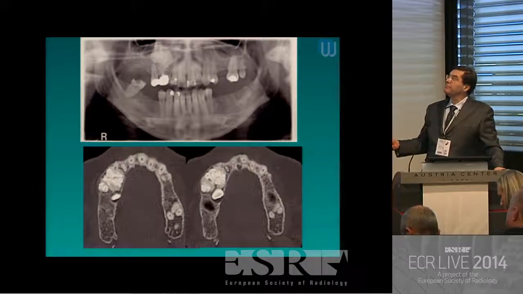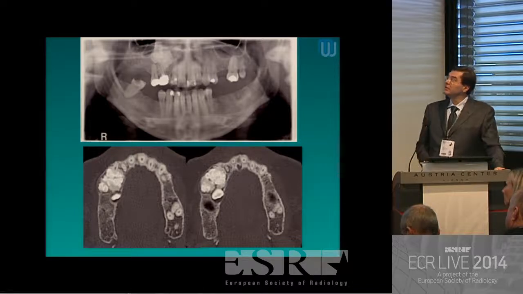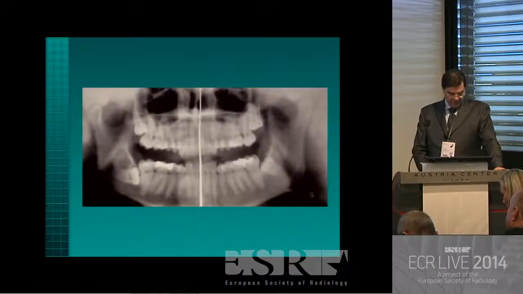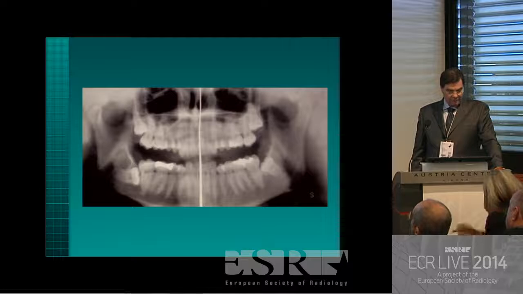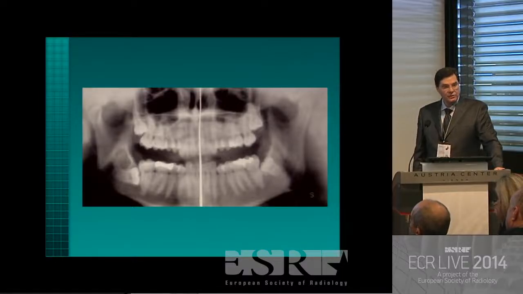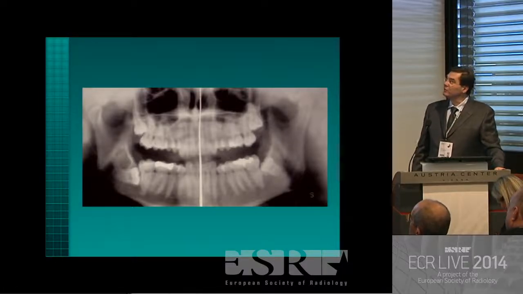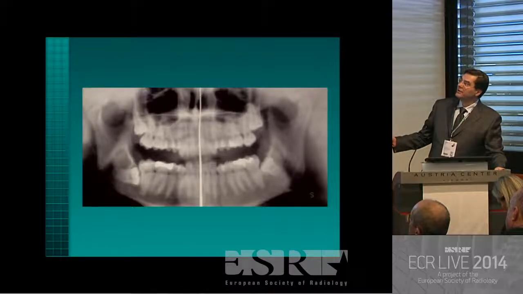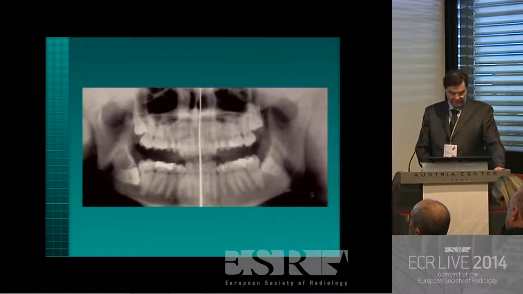And you also see the impacted 1-3, which is in the back of the part here. We can also not only prove cystic lesions with dental CT, we can also exclude it. This is just an artifact, no cystic lesion. It just looks as if it's something, but it was nothing.